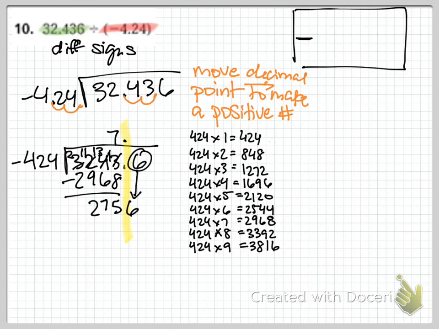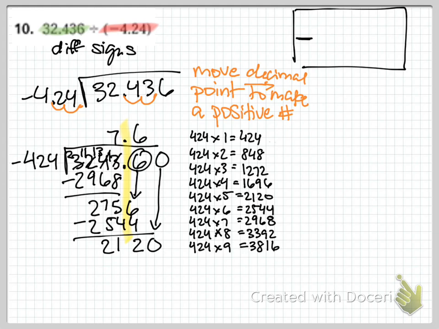And I can look at my list off to the side, and I see that when I multiply by 6, 2,544 is the closest I can get to 2,756 without going over. So I'm going to put a 6 up here at the top, and I'm going to subtract 2,544. I get 212. And because I already have a decimal point right here, I can add a 0 to the end, so I can continue this.